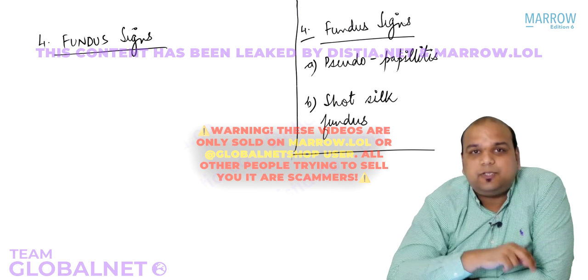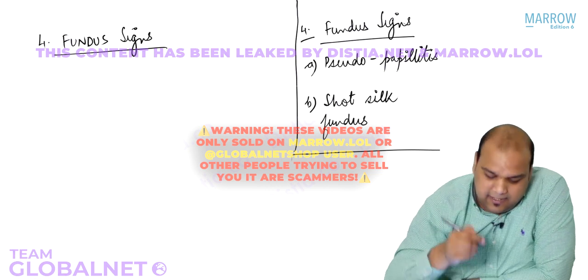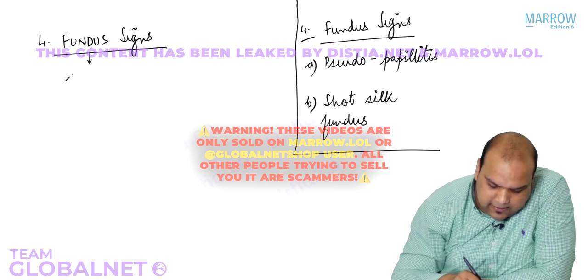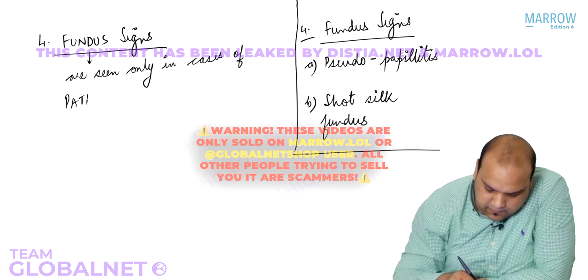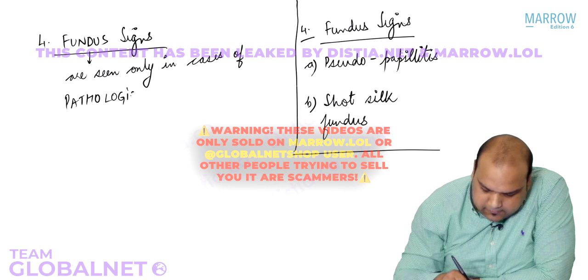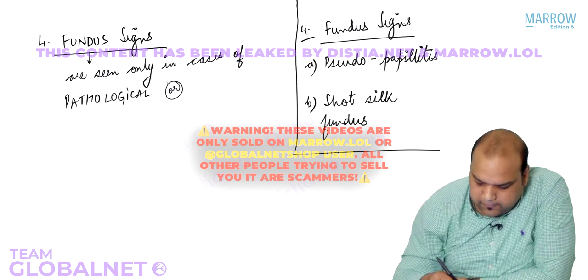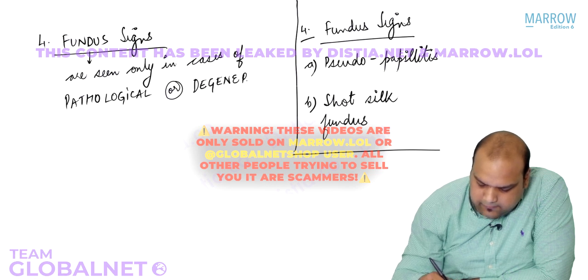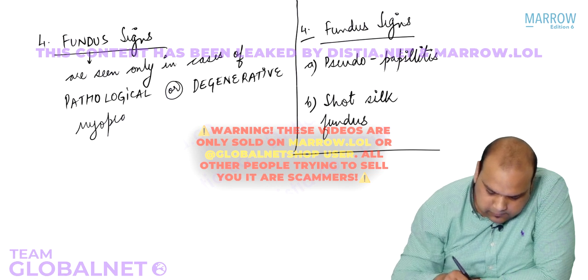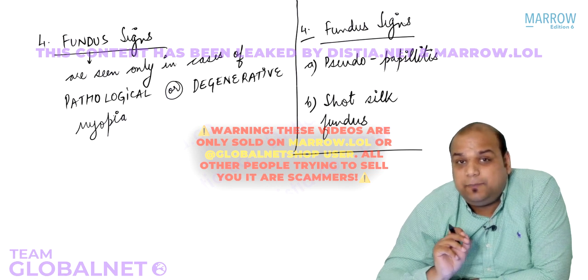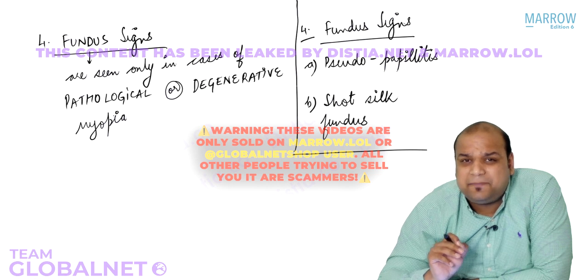Let's move on to the fundus signs of myopia. They are what is important to us. Fundus signs of myopia are seen only in cases of pathological or degenerative myopia. They are seen only in cases of pathological or degenerative myopia, only in a subset of cases.